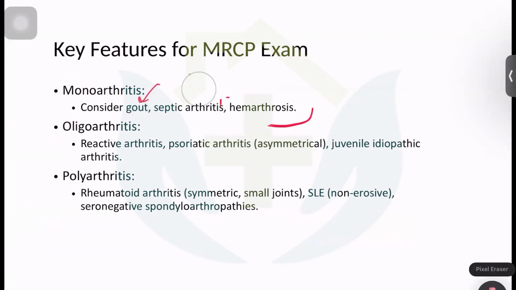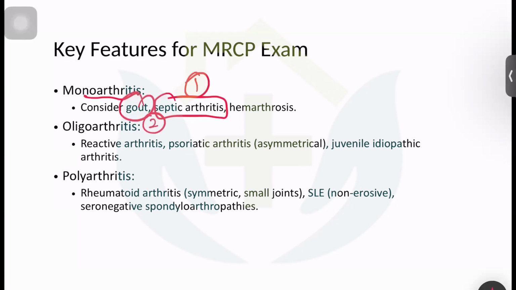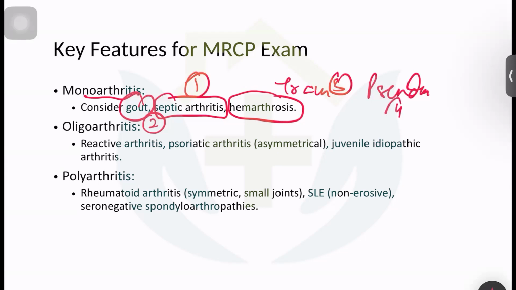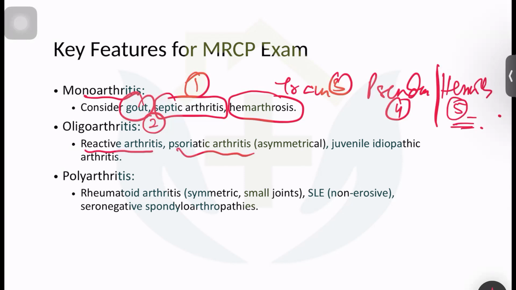What happens when you get it in the exam? Monoarthritis, immediately think of septic as one, gout as second, hemarthrosis or traumatic as third, pseudogout as fourth, and do not forget hemochromatosis as fifth. Very important. Oligoarthritis: reactive arthritis, psoriatic arthritis, juvenile idiopathic arthritis.